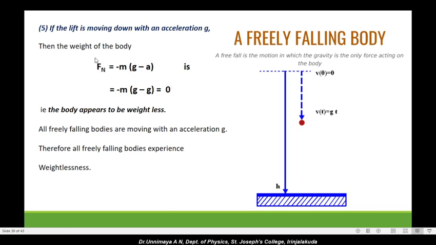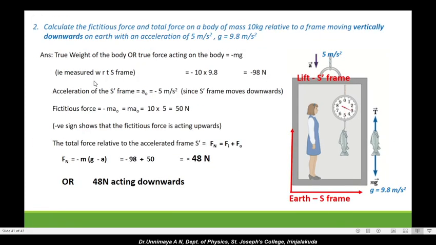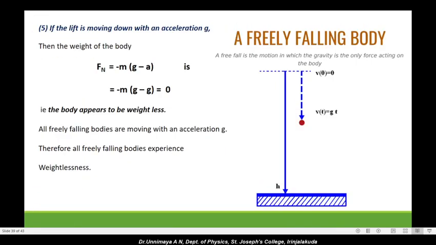That means that there is no force acting on the body when the lift is moving downward with an acceleration equal to g. That means that the body appears to be weightless. Then it acts like a freely falling body.